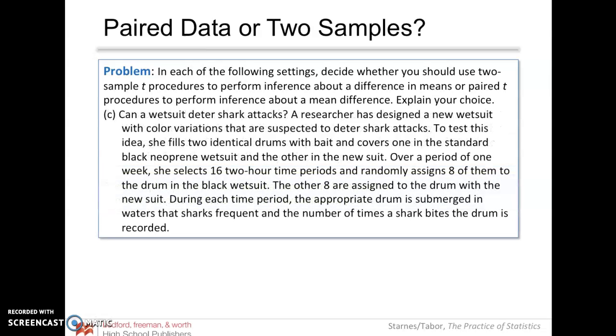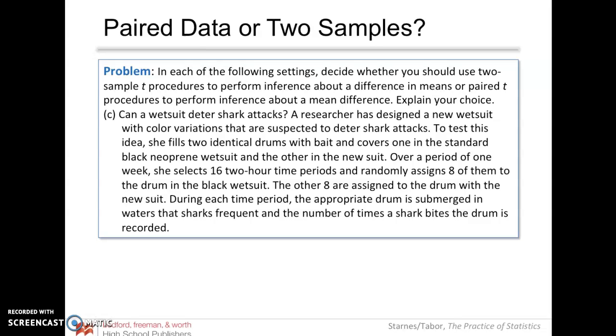Question C. Can a wetsuit deter shark attacks? A researcher has designed a new wetsuit with color variations that are suspected to deter shark attacks. To test this idea, she fills 2 identical drums with bait and covers one in the standard black neoprene wetsuit and the other in a new suit. Over a period of 1 week, she selects 16 2-hour time periods and randomly assigns 8 of them to the drum in the black wetsuit. The other 8 are assigned to the drum with the new suit.